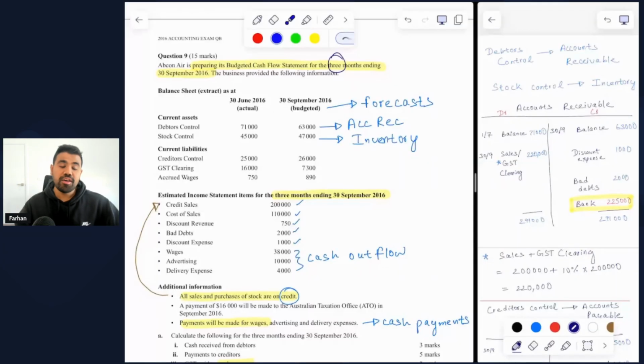My name is Farhan. Today you are going to solve question number 9 from 2016 past exam. This question requires you to reconstruct the ledger accounts for accounts receivable, accounts payable, and inventory. You're also required to prepare the operating activities section for the cash flow statement.